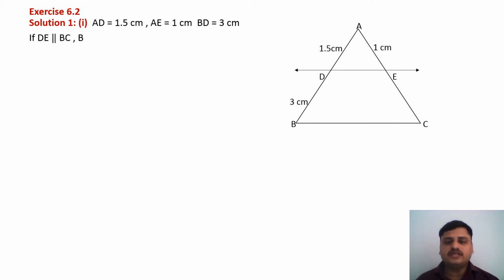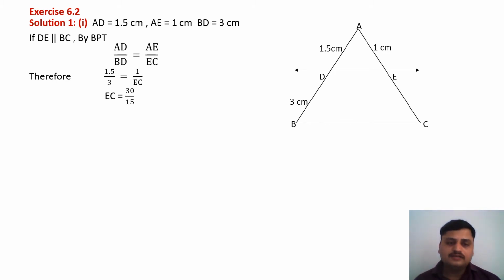This is clearly given, and DE is parallel to BC, so we can use BPT: AD by BD is equal to AE by EC. Now substitute all those values. 1.5 divided by 3 is equal to 1 divided by EC. Cross multiplying and simplifying, we get EC is equal to 2 centimeter. I think till this it is clear. Now come to the next one, question number 2.